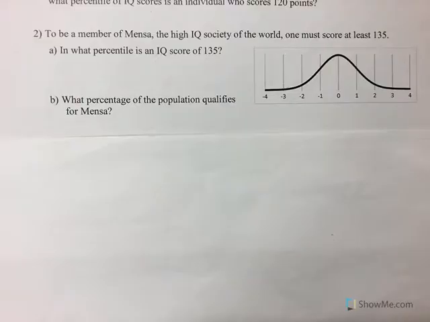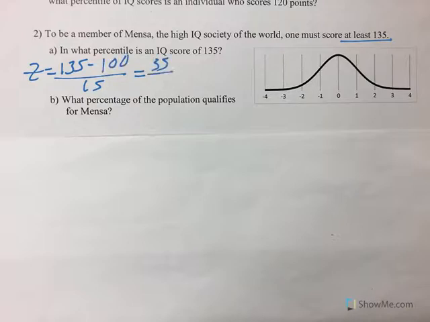To be a member of Mensa, the highest IQ society of the world, one must score at least 135. That means 135 or more. So in what percentile is an IQ score of 135? Well, first things first, we need to write numbers correctly. Let's try that again. 135 minus 100 over 15. Right, we need a z-score. Why did I use 120 right there? The average is 100. Why didn't you guys tell me that? So 35 over 15 gives me a z-score of roughly 2.3, which is around here.